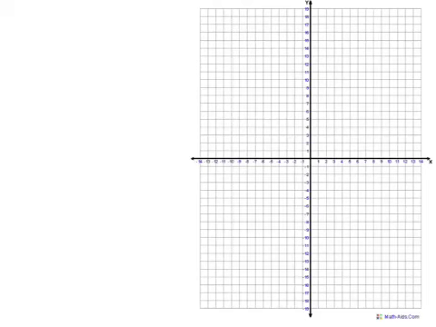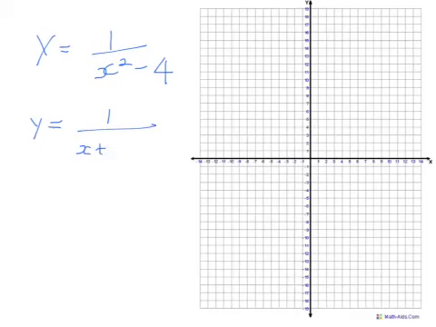We're going to be solving the rational function y equals 1 over x squared minus 4. The first thing that you do with this equation is to factor it. So you would factor and make it y equals 1 over x plus 2 parentheses and x minus 2.